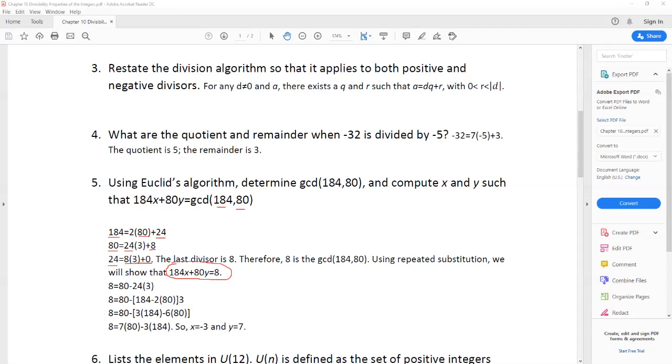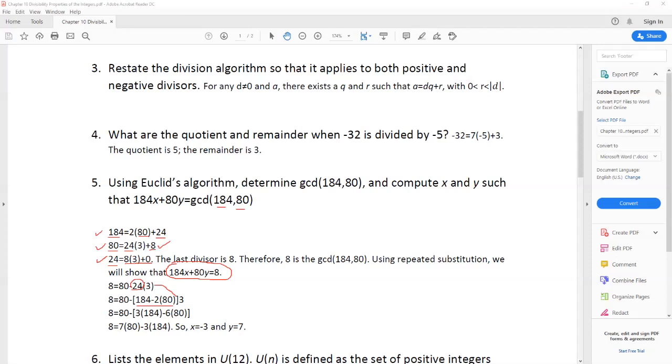If we go back to the second to the last line in the problem, we know that 8 is equal to 80 minus 24 times 3. I just subtracted 24 times 3 from both sides. So 8 is equal to 80 minus 24 times 3. And if I go to the top line, I know that 24 is 184 minus 2 times 80. So I'm going to substitute in for this 24, 184 minus 2 times 80, still multiplying by 3.